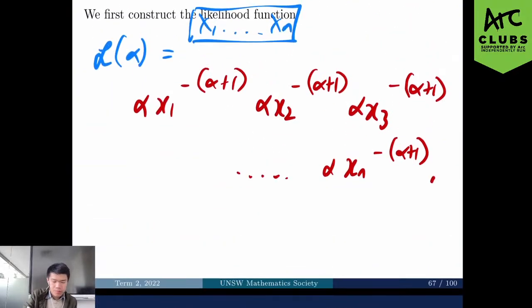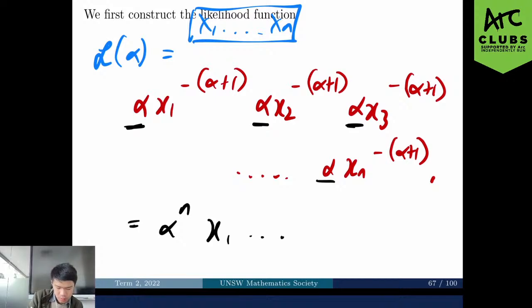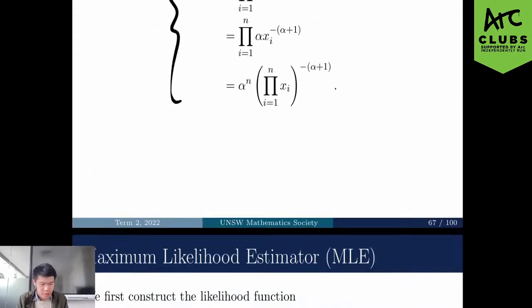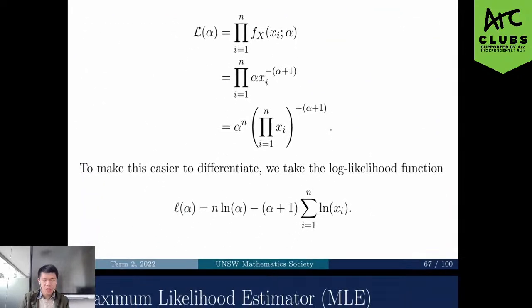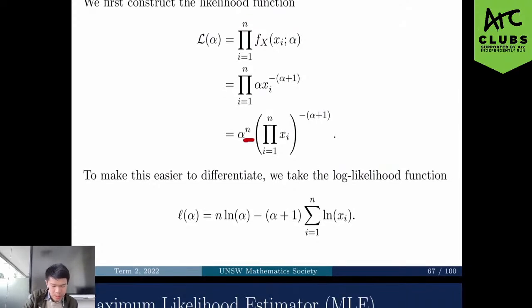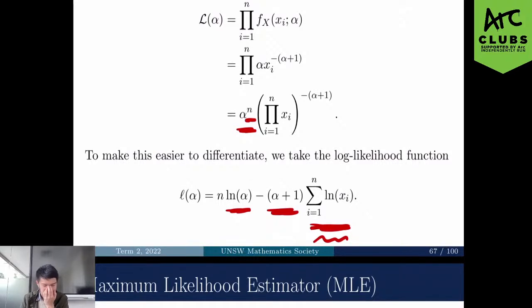Okay. So basically a nice way is to group it together. We've got alpha to the power of n, and we've got x1 down to xn, to the power of minus alpha plus 1, which is what we have here. Then we can differentiate, and to differentiate we just use our index laws. So we've got n times ln alpha minus alpha plus 1 times the sum of the lns. And you can see this is a lot easier than trying to differentiate this directly, because now all we have to do is differentiate a sum of logs.